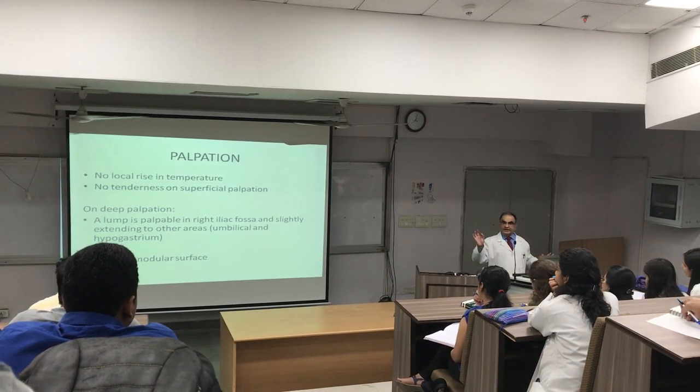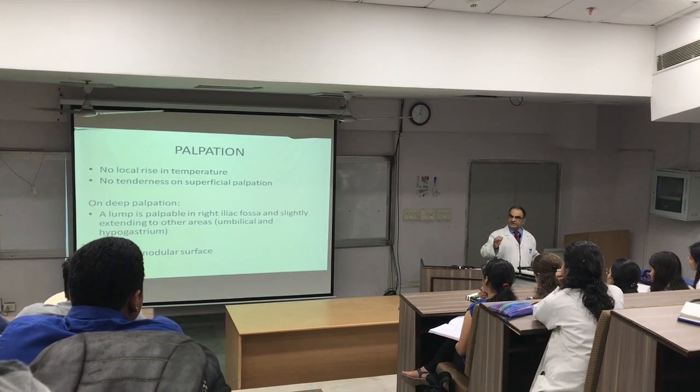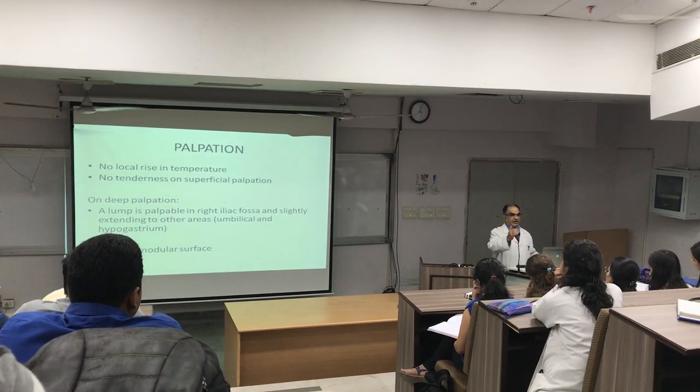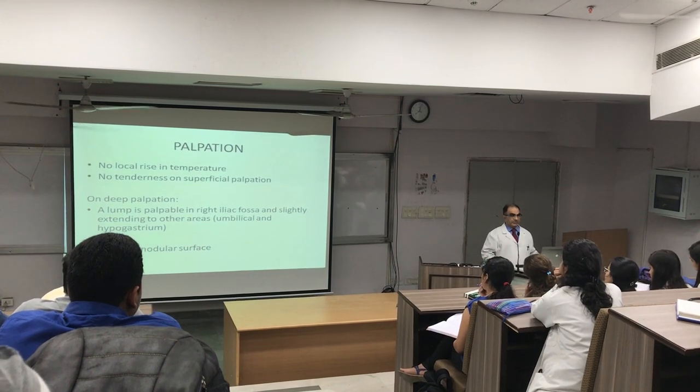The lump is located at the site. Located in the right iliac fossa, extending into the hypogastrium and lumbar region. That's it. Not slightly or more. It is extending, just about.